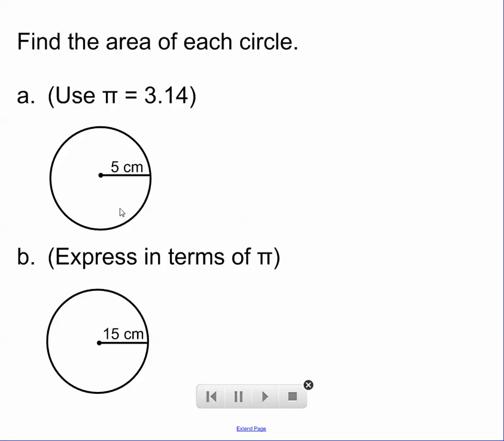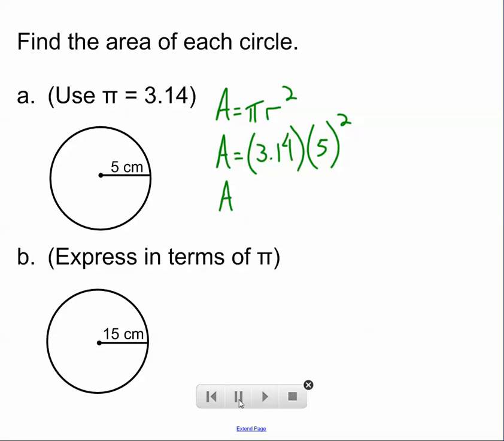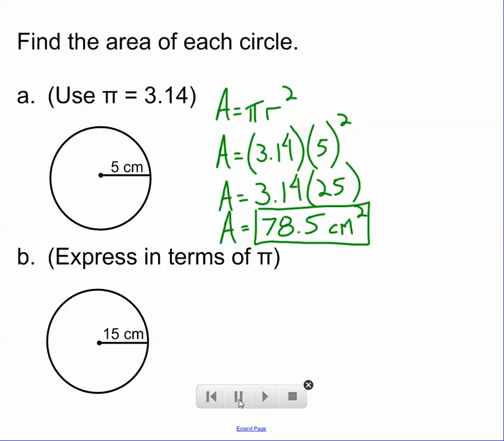Okay, so we're given that the radius is 5 centimeters here, for example, A. And they want us to use pi is equal to 3.14. So we'll do pi r squared here. We'll do 3.14 for pi, 5 for the radius squared. Okay, 5 squared is 25. And 25 times 3.14, 78.5 centimeters squared. And that's it. We're done.